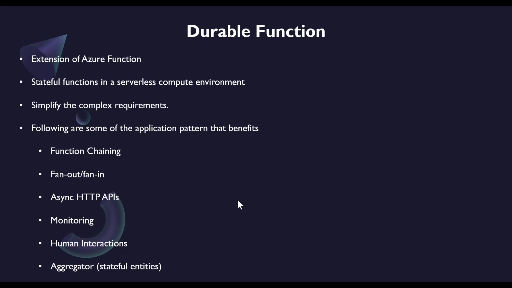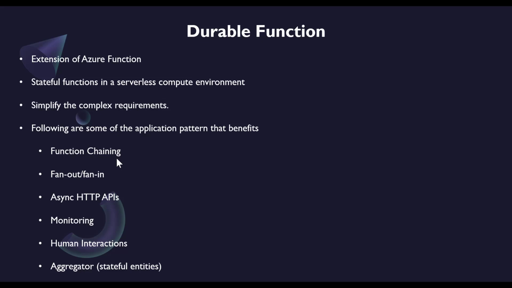Following are some of the application patterns that benefit from the durable function. First is function chaining, then fan out, fan in, async HTTP APIs, monitoring, human interactions, and aggregator. In this video, we are going to see two application patterns. One is function chaining, and the other one is fan out and fan in.